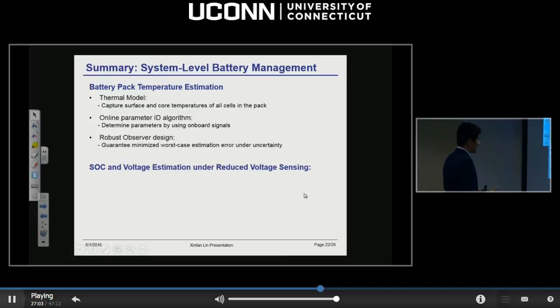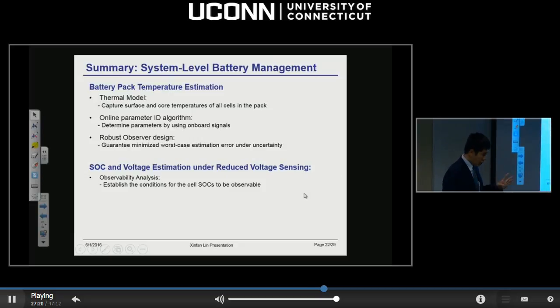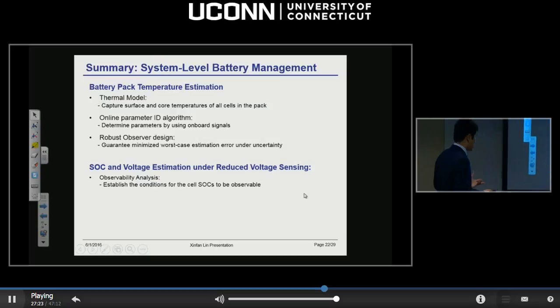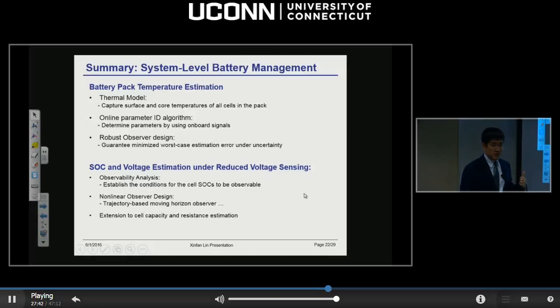And the second topic I've explored is SOC and voltage estimation under reduced voltage sensing. First, I conducted observability analysis to establish the conditions for the single-cell SOC to be observable from total voltage, which are, first, we need to look at the trajectory, and second, we need to have the nonlinearity in the voltage versus SOC relationship. And then I designed a nonlinear observer to perform the estimation under reduced voltage sensing. And finally, I've also extended the analysis to estimating cell capacities and resistance under reduced voltage sensing. So if I have time, I can address this. I have some backup slides to describe this in the Q&A session.